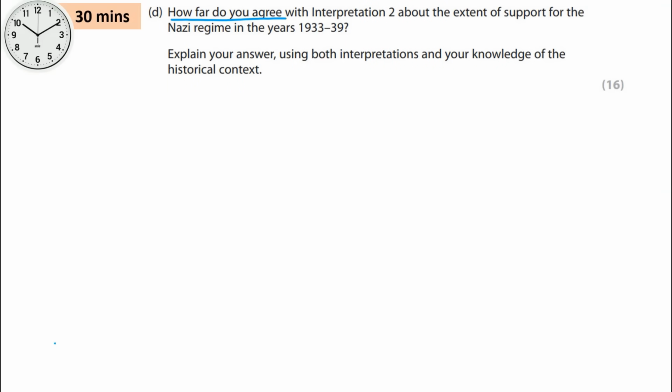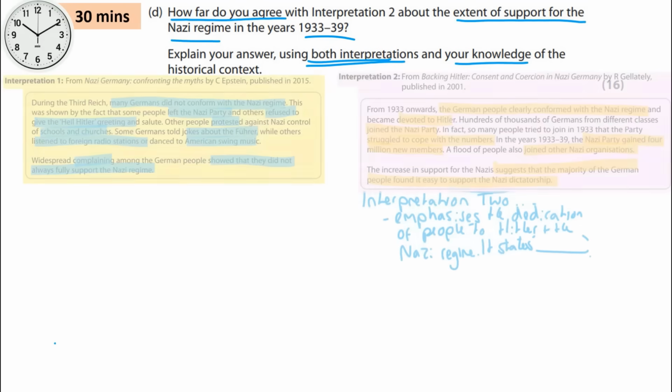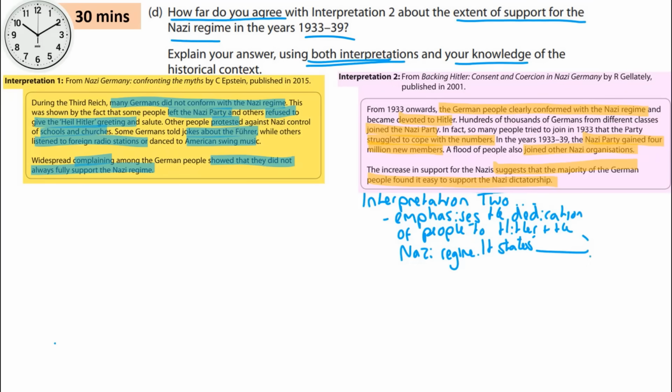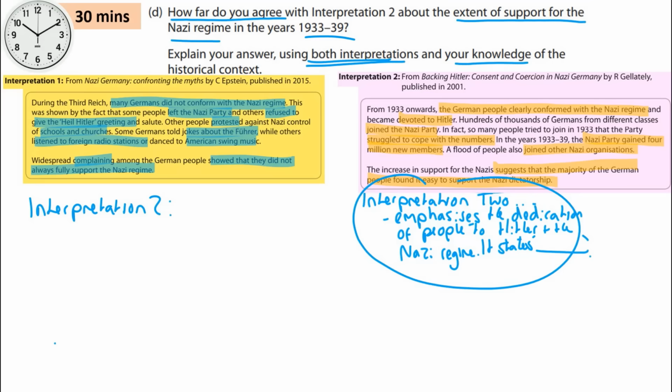We go on then to the final question. This is a big one. This asks, how far do you agree with one of the interpretations about the topic in question? I've put these 2 interpretations up again then, because you're going to be using these once more. And at the bottom, I've got the view that I said interpretation 2 has.